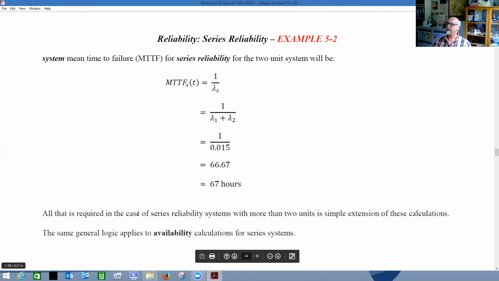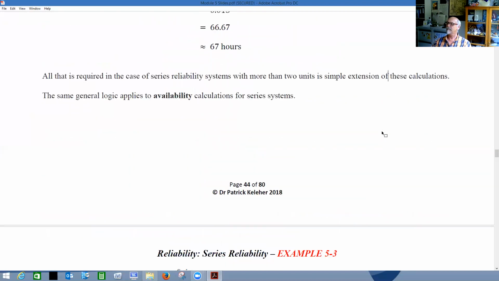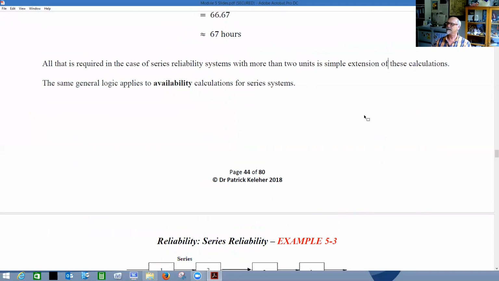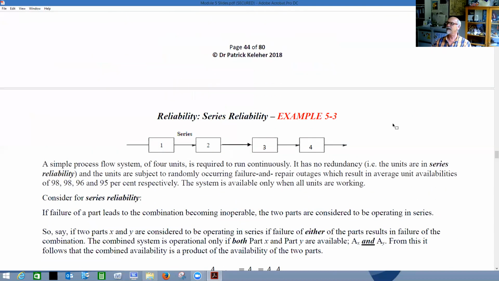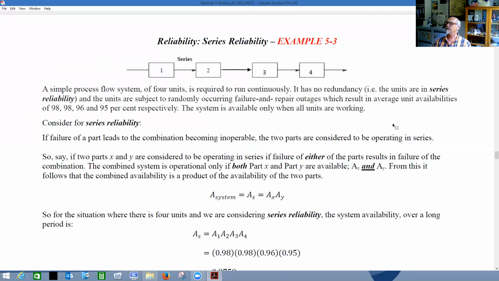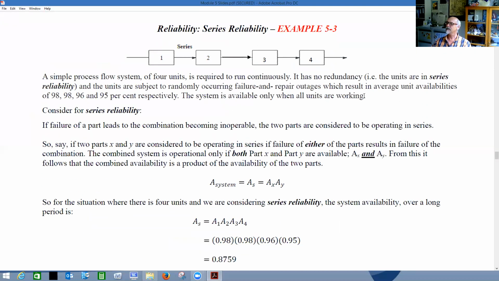So all that is required in the case of series reliability systems with more than 2 units is the simple extension of these calculations. So, if we do that, you can talk about availability calculations as well. If we go here, we've got not 2 units, but 4 units now. So as you might imagine, we're now going to talk about availability. Each example leads on and gives you a different focus. For this particular example, if you look at the study guide, you won't have this much detail, but that's why I tried to blow it out here to give you a better idea.